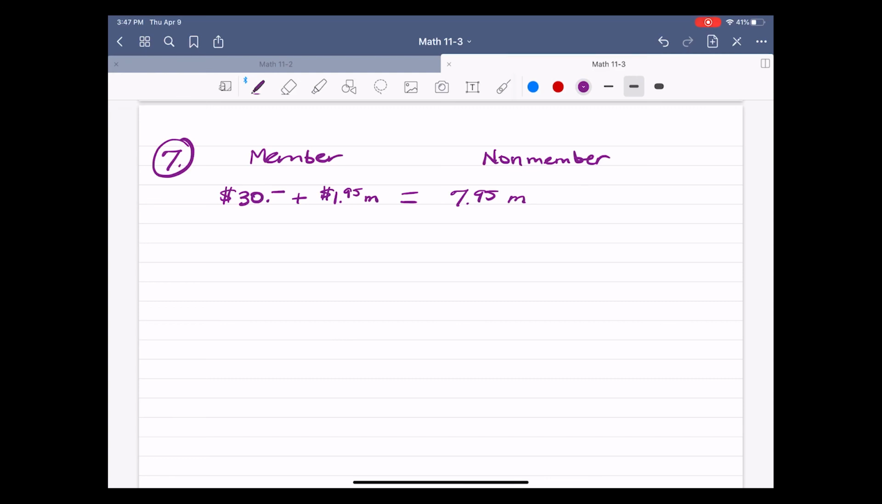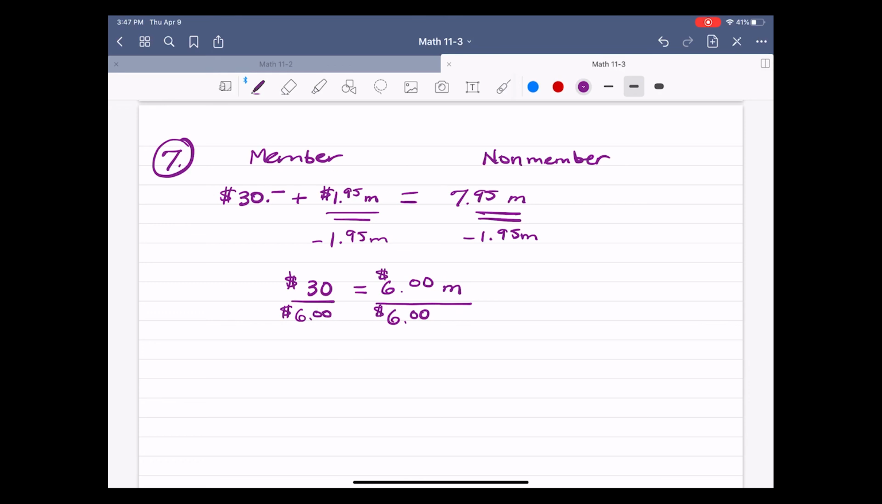So the first thing I want to do is get my M variable, for the number of movies watched, on the same side. So I'm going to subtract $1.95 from the left, and I'm going to subtract $1.95 from the right. $1.95M from each side. So I'm going to be left with 30 equals $6M. I want to solve for M, so I'm going to divide the right by $6, and I'm going to divide the left by $6.